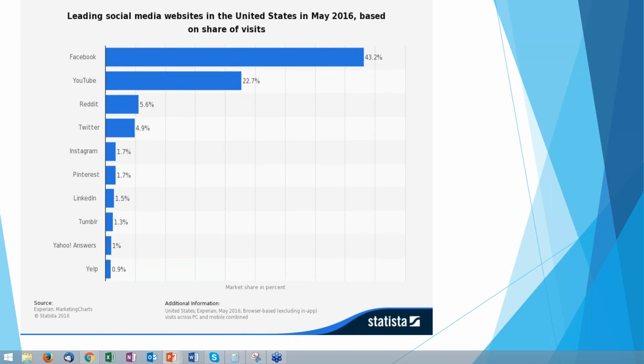And then you have Instagram, Pinterest, LinkedIn, Tumblr, Yahoo Answers, and Yelp. Pinterest, now, even though it shows 1.7% of the site being visited, I'd still say it's very, very important for eBay sellers. So don't disregard. I would put Pinterest above Twitter as important, okay?